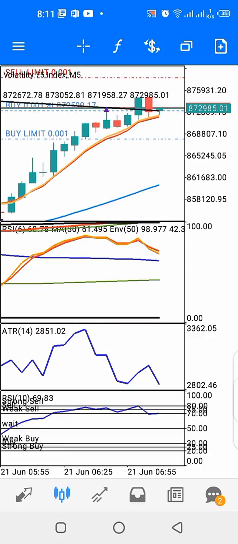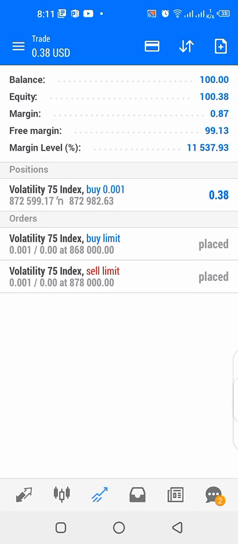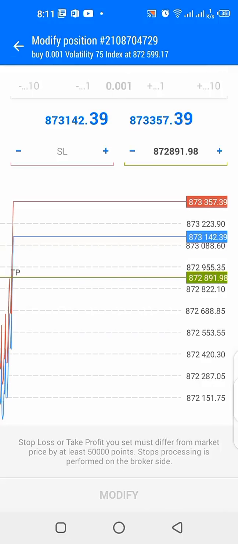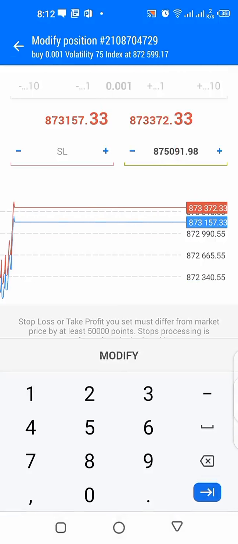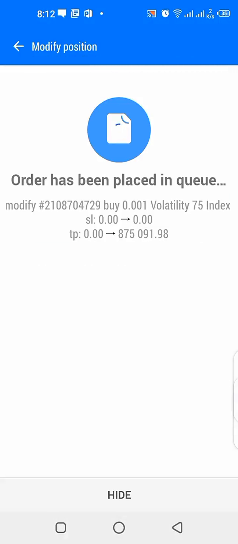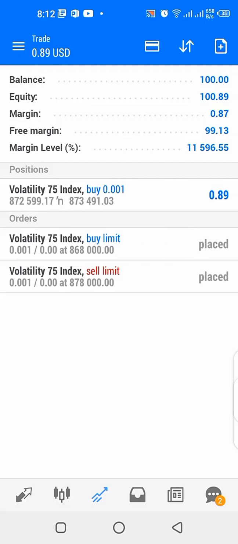Okay, this is another example of how to use the advanced GRAIL hedge strategy. I placed a buy trade at 872,599.17, okay, with 0.001 lot size, and just gonna go for a small amount of pips. I think I entered for 10 pips or 20 pips.